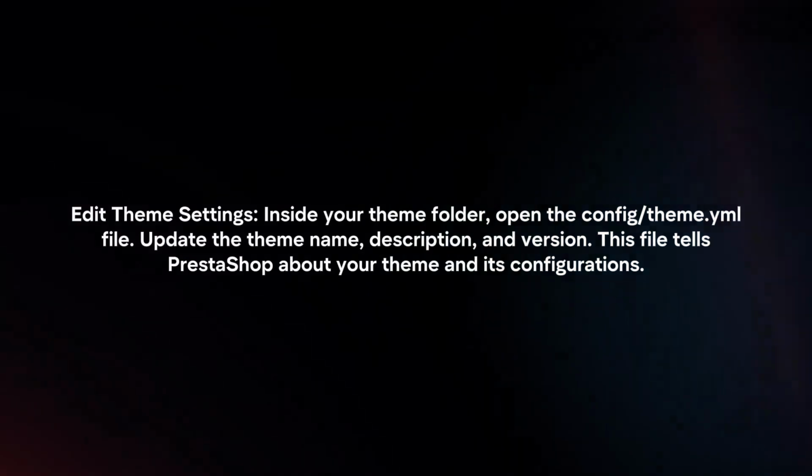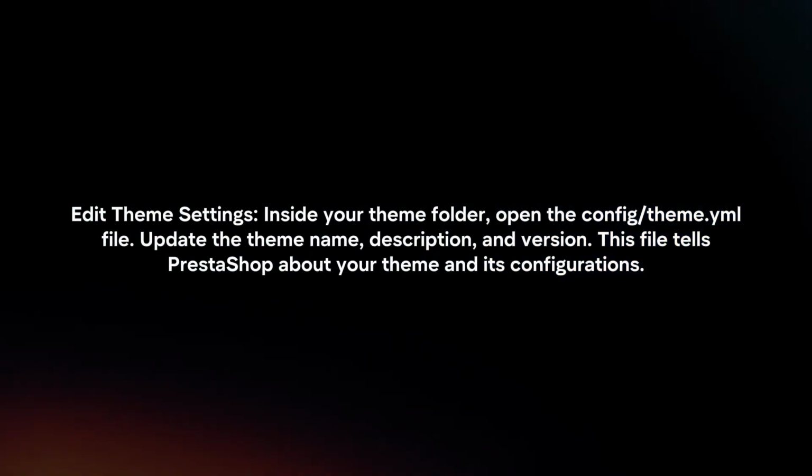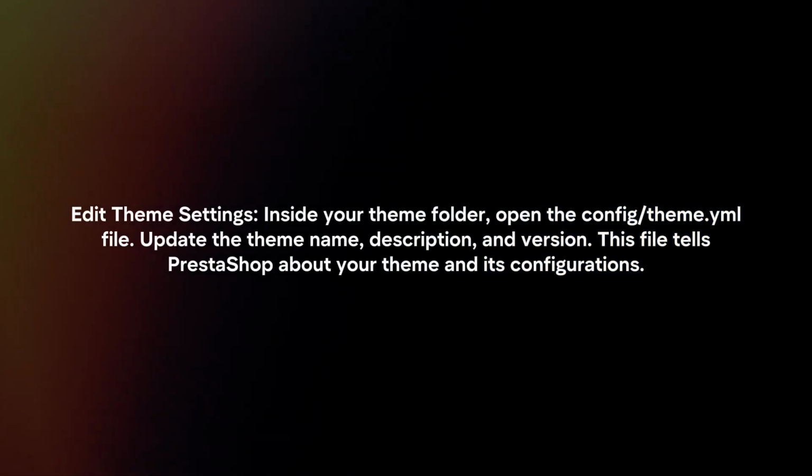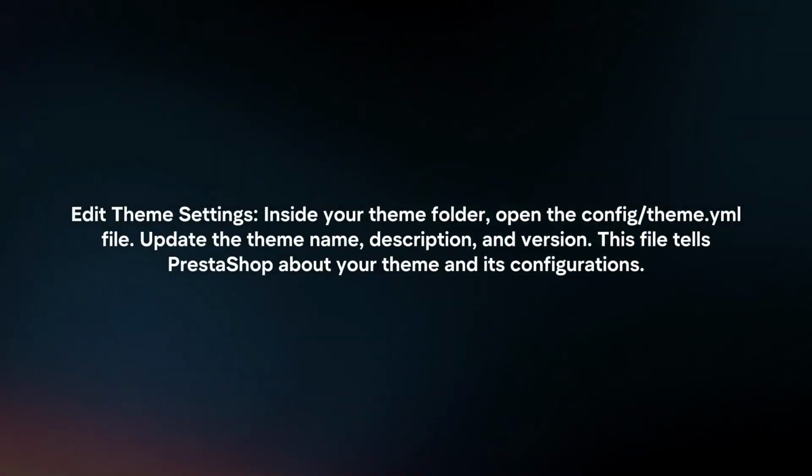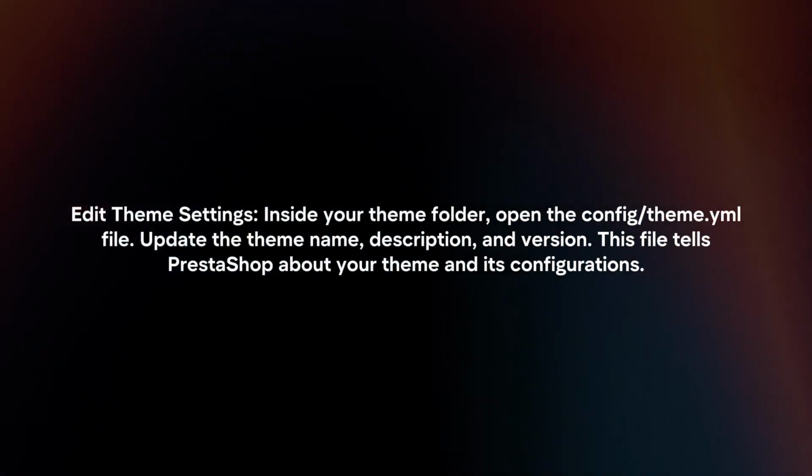Edit theme settings. Inside your theme folder, open the config/theme.yml file. Update the theme name, description, and version. This file tells PrestaShop about your theme and its configurations.